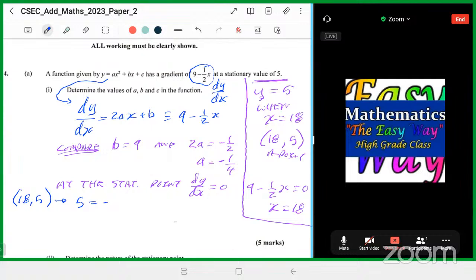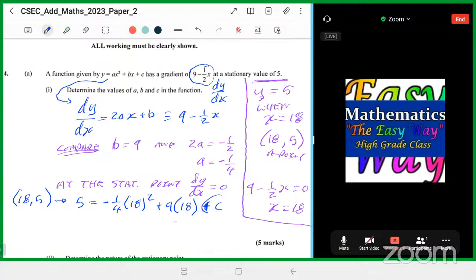We're going to get negative a quarter times the x value squared, which is 18 squared. Then we're adding the b, and the b is 9 times the x value, which is 18. And then plus the c. This is the equation for us to find the c. I'm not thinking of another way to do it right now, guys. My brain is saying there's another way, but I'm not thinking of it.